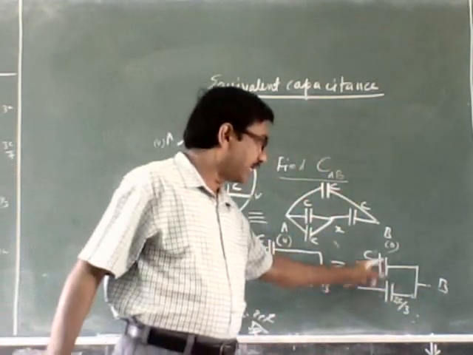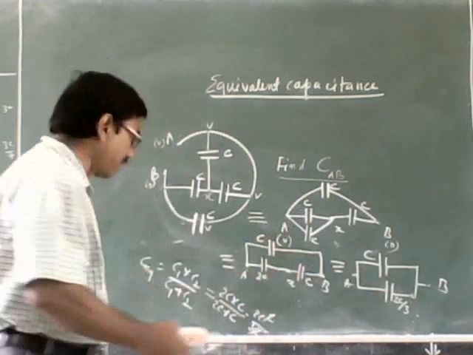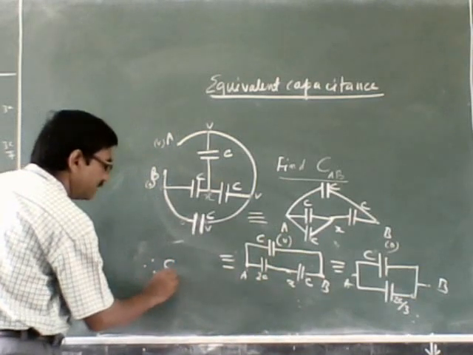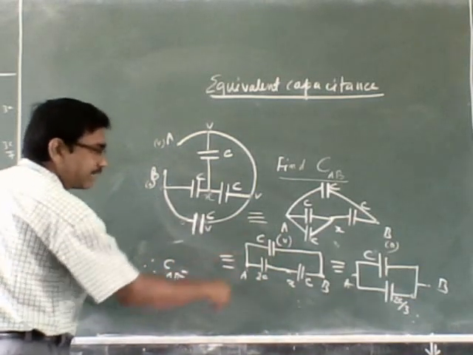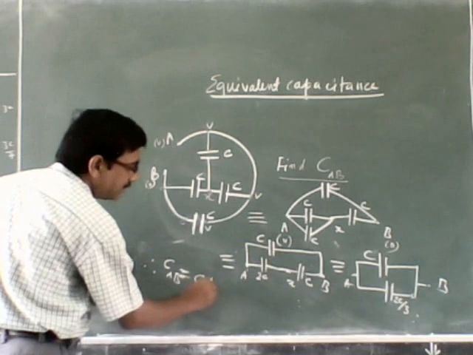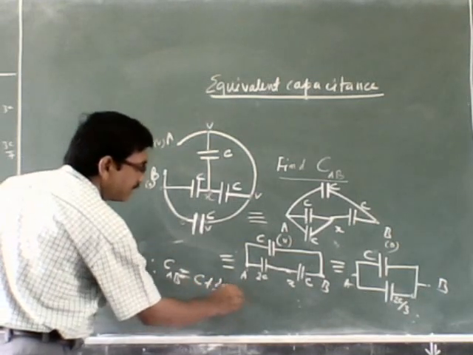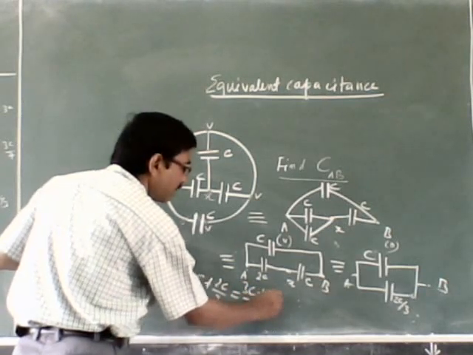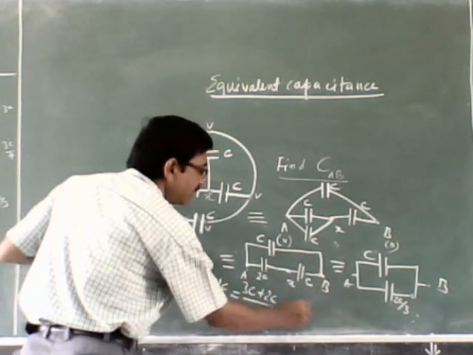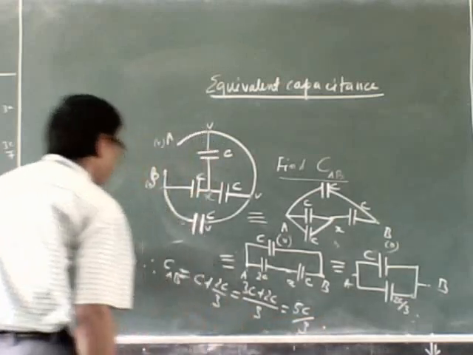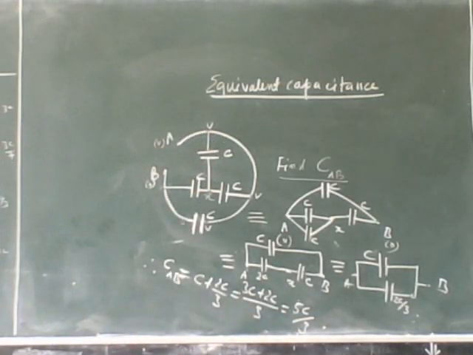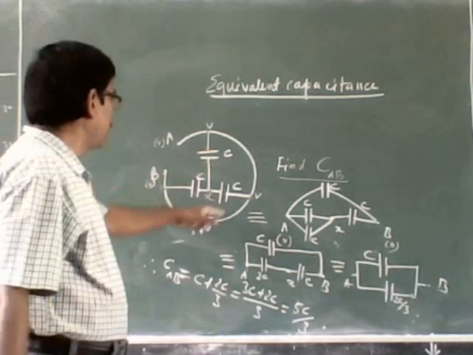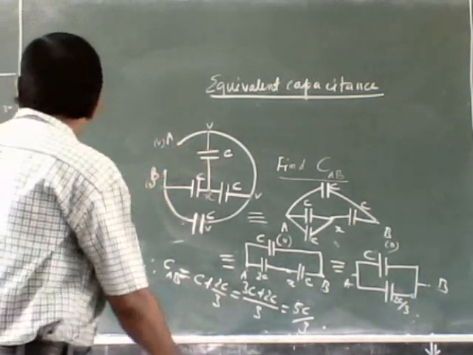So tell me how they are connected now. Parallel. Then what will be the equivalent capacitance? Therefore, CAB, the equivalent capacitance, they are connected in parallel, means C plus 2C by 3. So that is 3C plus 2C by 3, that is 5C by 3. Is it clear? Okay. So in this way, you can find out the equivalent capacitance.